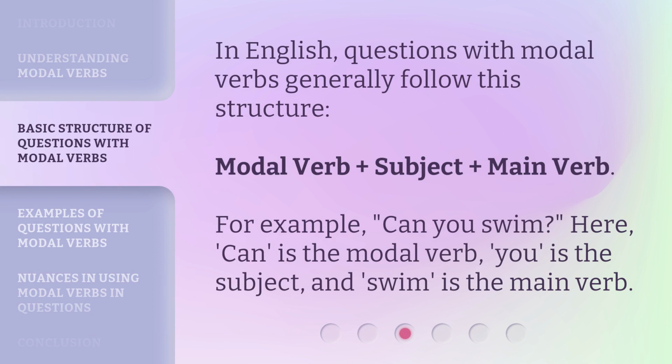In English, questions with modal verbs generally follow this structure. Modal verb plus subject plus main verb. For example, can you swim? Here, can is the modal verb, you is the subject, and swim is the main verb.